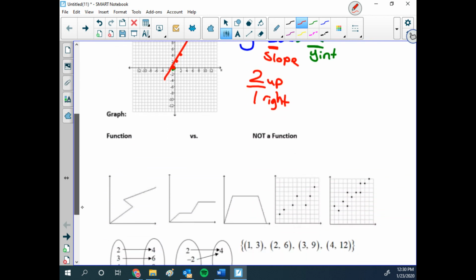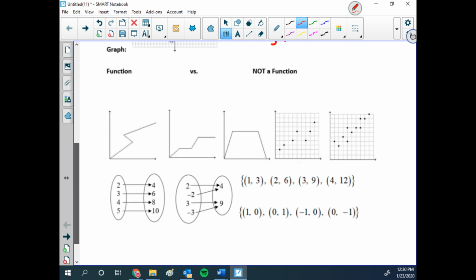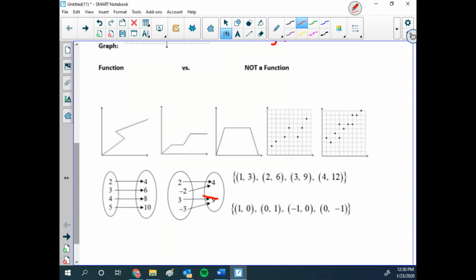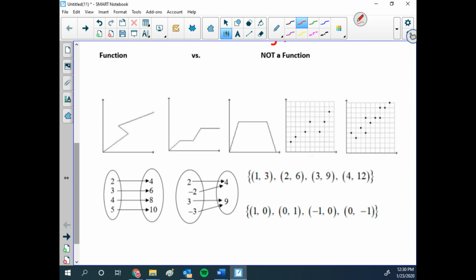Okay. All right, functions versus not functions. So there's kind of a few different circumstances we looked at and said, are these things functions or are they not? All right, functions versus not a function. Does anybody remember, definition-wise, how we can define these? What classifies a function? What classifies not a function?